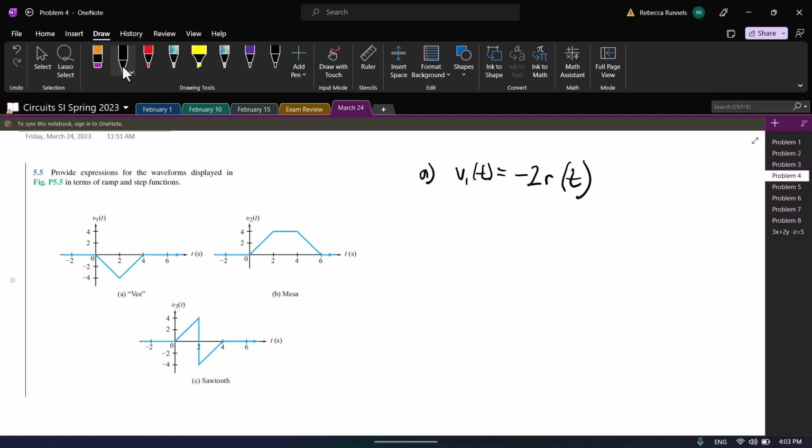And then when I get to 2, I end up with a slope of +2. So to get from a slope of -2 to a slope of +2, I have to add 4. So this will be plus 4r of t minus 2, sorry, t minus 2. And then when I get to 4, I level off. So I have to subtract off that slope of 2 that I have. So that's minus 2r of t minus 4.